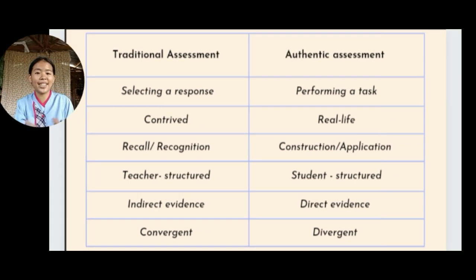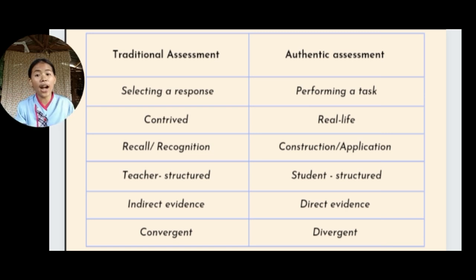So we have here in traditional assessment, as you can see, selecting a response, contrived, recall recognition, teacher structured, indirect evidence, and convergent. And in authentic assessment, we have here performing a task, real life, construction application, student structured, direct evidence, and divergent. So now let's move on to comparing the two.